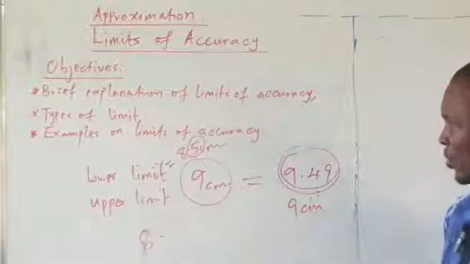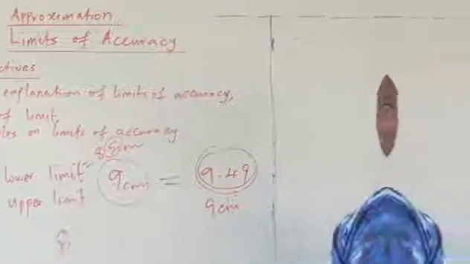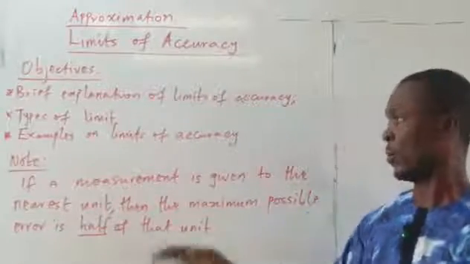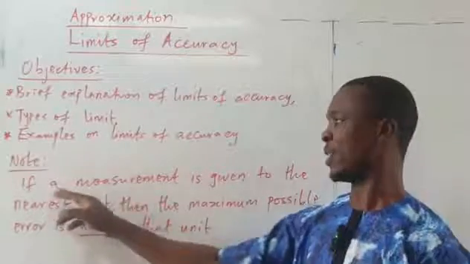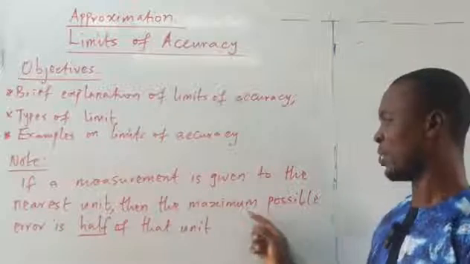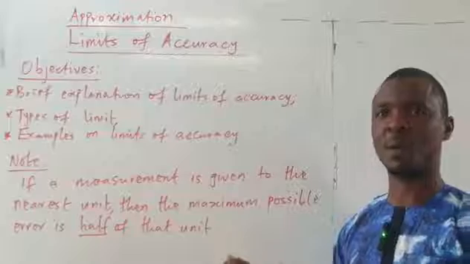So I will give you examples on limits of accuracy now. Before going to the examples, I would like to explain this note. The note says, if a measurement is given to the nearest unit, then the maximum possible error is half of that unit. So what do I mean by this?